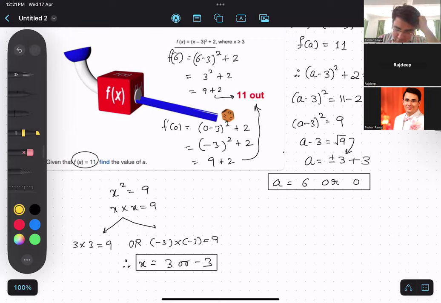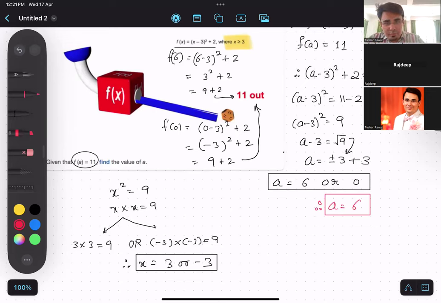Now, a very important thing which you missed, I guess. X can be greater than 3. That means a value can be greater than 3. Therefore, my final answer should be 6. 0 is not allowed. Clear? Because it has to be greater than 3. See, x value can be greater than 3, and over here, we understood that x is equal to a, hence a value should be greater than 3, hence a value is 6. Okay, sir. All this was test. Clear? This is the real answer. You can copy this thing.